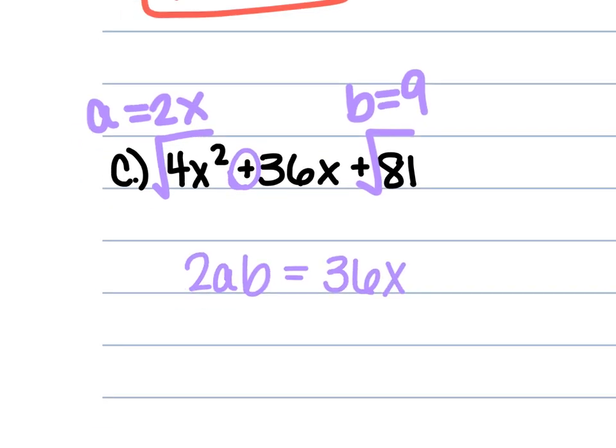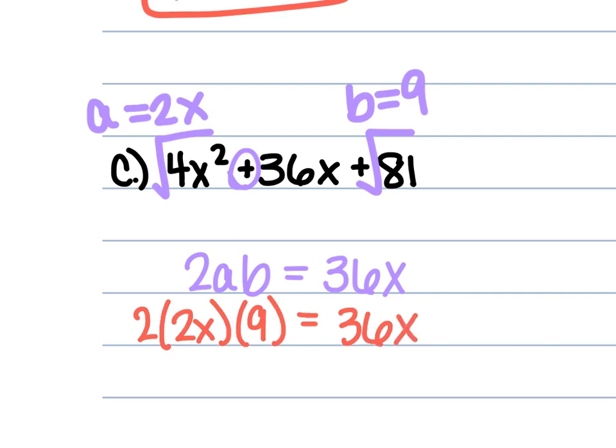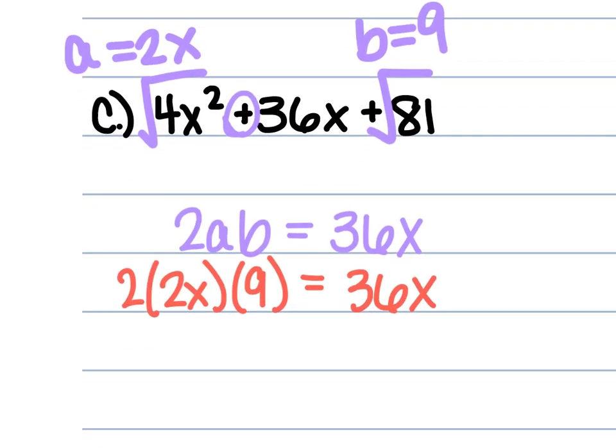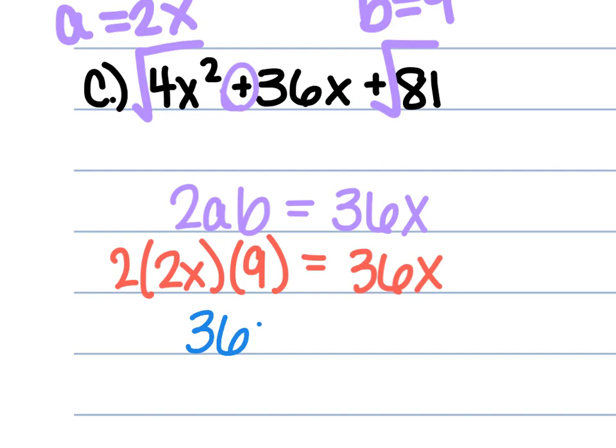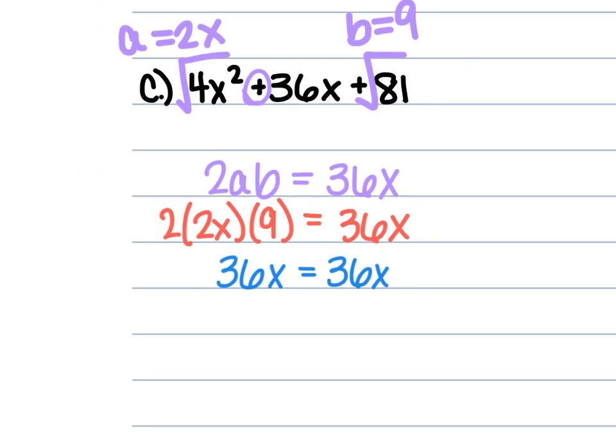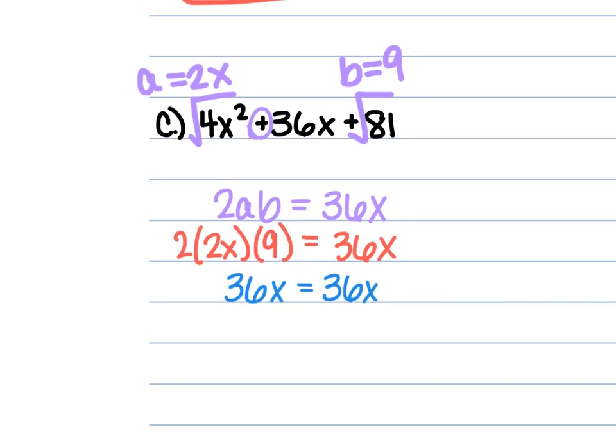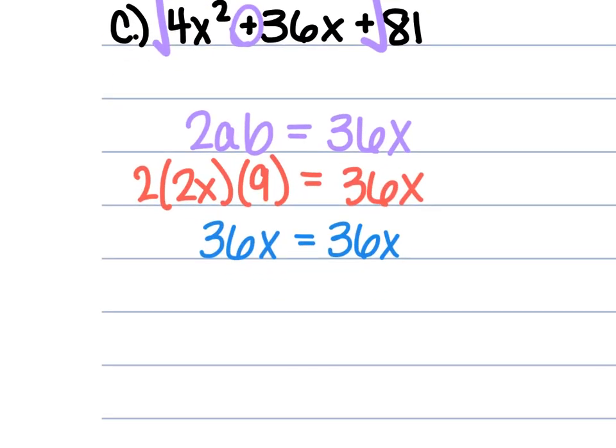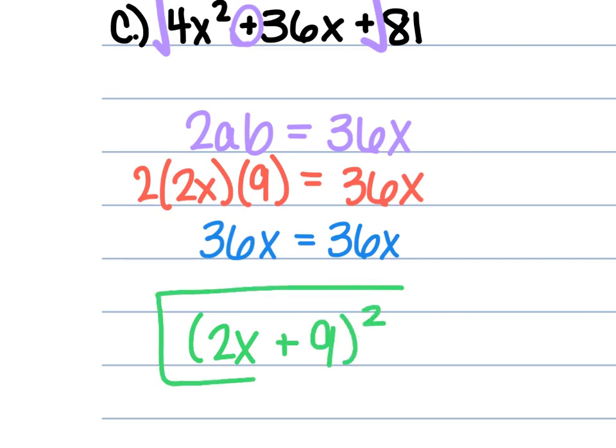So plug these in. We have 2 times 2x times b, which is 9, is equal to 36x. So 2 times 2 is 4. 4x times 9 is 36x, which equals 36x. So our a was the 2x, our b was the 9. So in our parentheses, we're going to have 2x, the sign on b is positive, plus 9 squared.